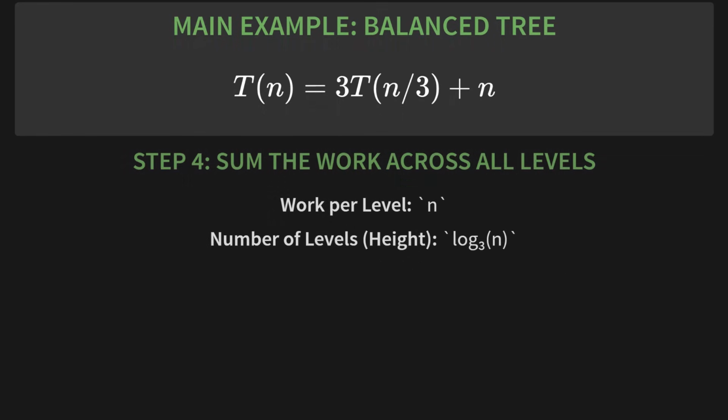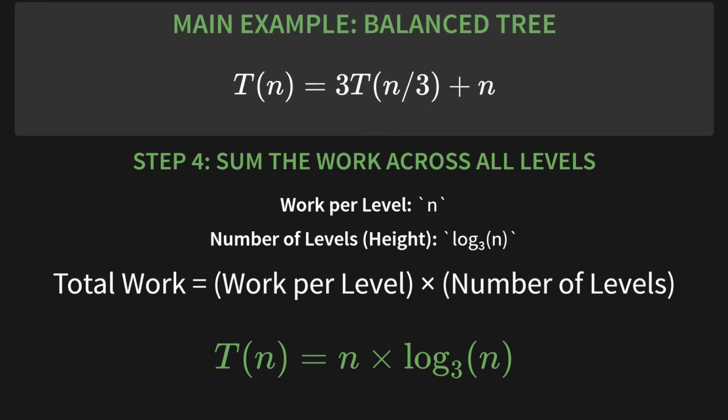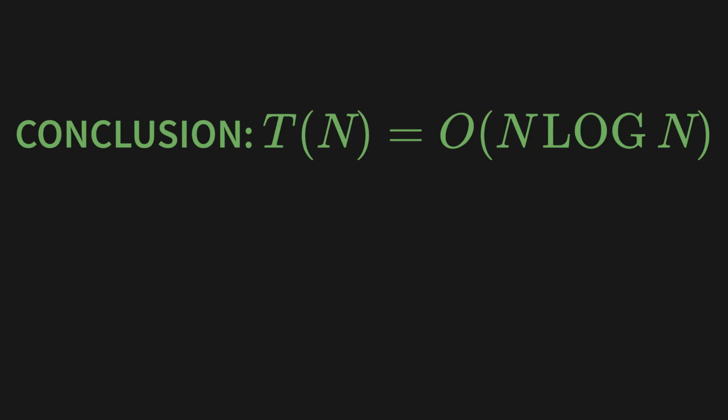We're on the home stretch. Step 4: sum the work across all levels. This is the easiest part. We know the work per level is n. We know the number of levels, or the height, is log base 3 of n. So the total work is just work per level times the number of levels. T of n equals n times log base 3 of n. Our conclusion: T of n is big O of n log n.